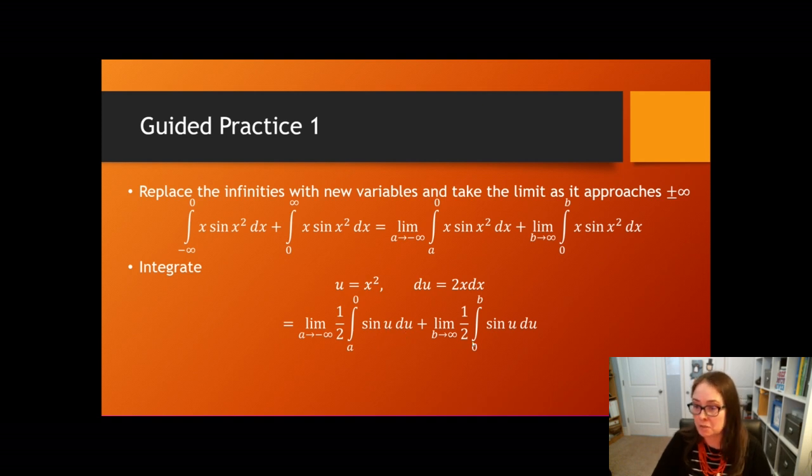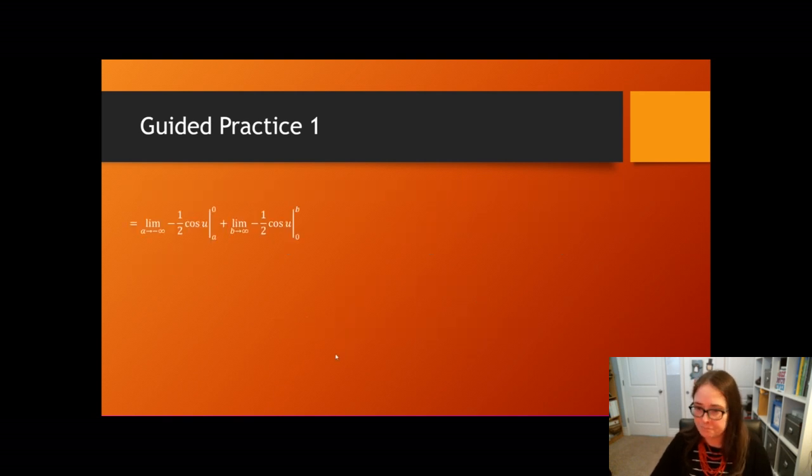inside of each integral. Okay, so next step would be to actually integrate this. Again, the limit part of this is going to be at the end of the problem after I've done all the integration and evaluated the limits of integration. Okay, so integral of sine is negative cosine, so I get a negative 1/2 cosine u for this one, and I'm going to evaluate it from 0 to a.